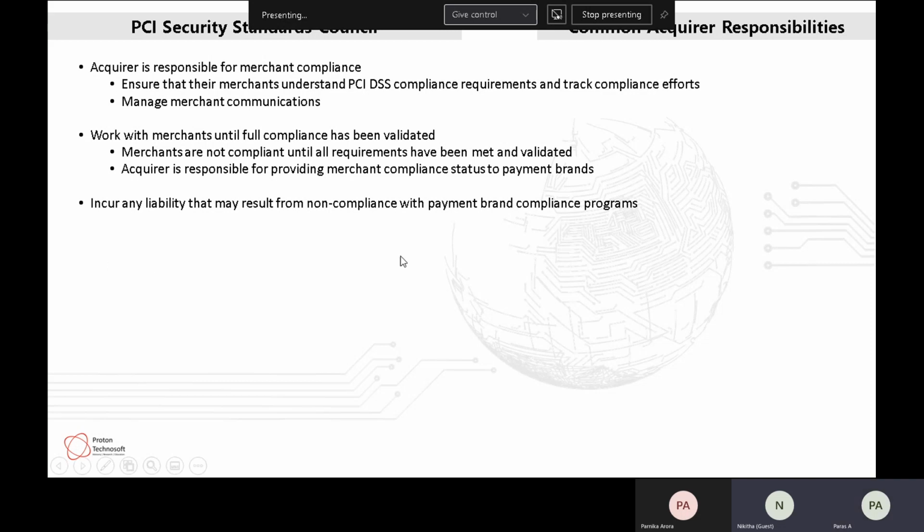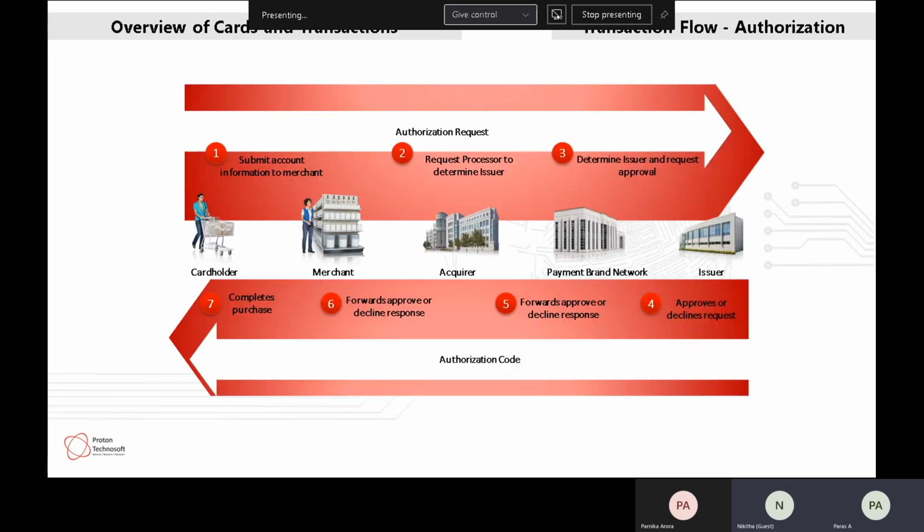So these are some of the common acquirer responsibilities. Now, what happens when we make a purchase? Let's say we go grocery shopping and make a transaction at Big Bazaar. So we are the cardholder, and we made a transaction at Big Bazaar, who is a merchant. The acquirer in this case can be HDFC Bank. So the transaction from the merchant will come to the acquirer.